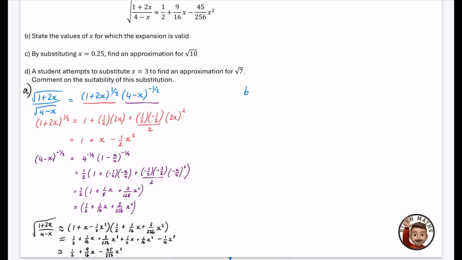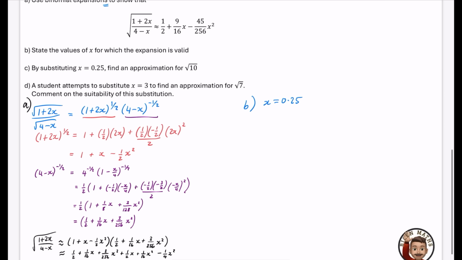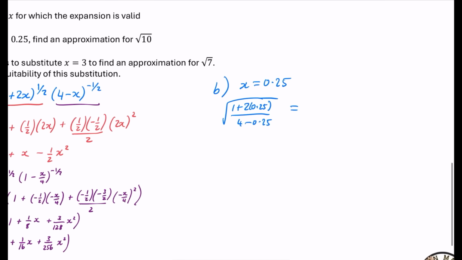It says for part B, by substituting x equals 0.25, find an approximation for the square root of 10. Okay, well, I'll be subbing 0.25 into this in a second, but I need to find out what happens when you sub x equals 0.25 into the left-hand side. Well, when x is 0.25, we would have the square root of 1 plus 2 times by 0.25 divided by 4 minus 0.25. And we'll actually see what that gives us on the calculator.